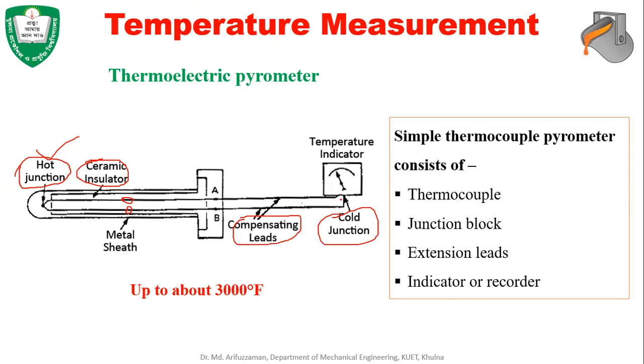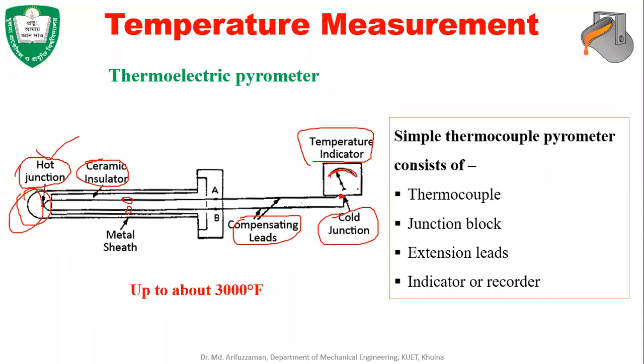There is an indicator which changes when the temperature of the hot junction changes, because an EMF is developed. A voltage difference is developed between these two wires, which we call the thermoelectric effect. The temperature of this point is very small, and the temperature of this point is high. Due to the difference of temperature and because of the different materials, a voltage is generated between these two terminals, and due to that voltage you get a voltage reading on this indicator.